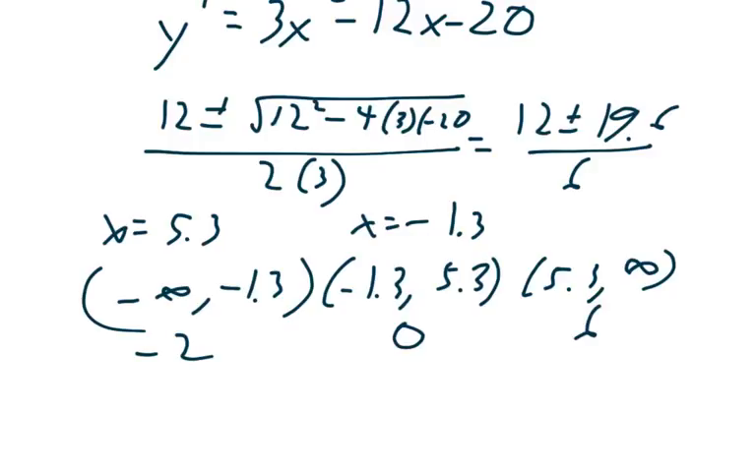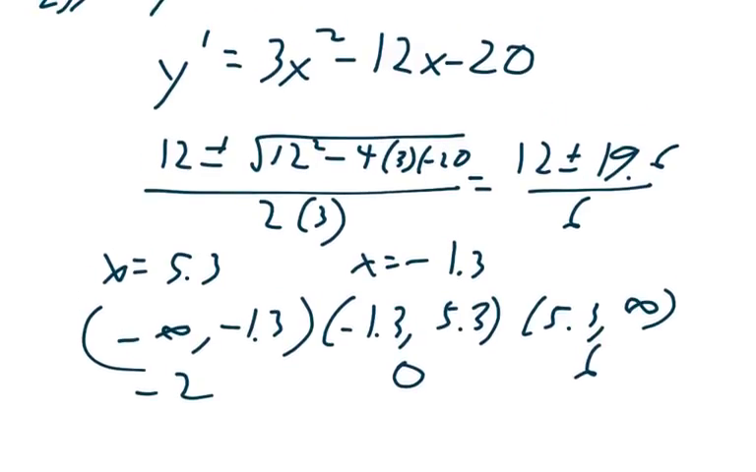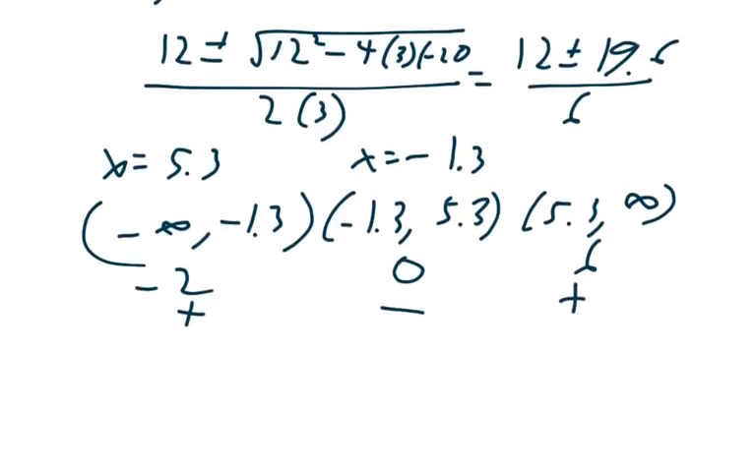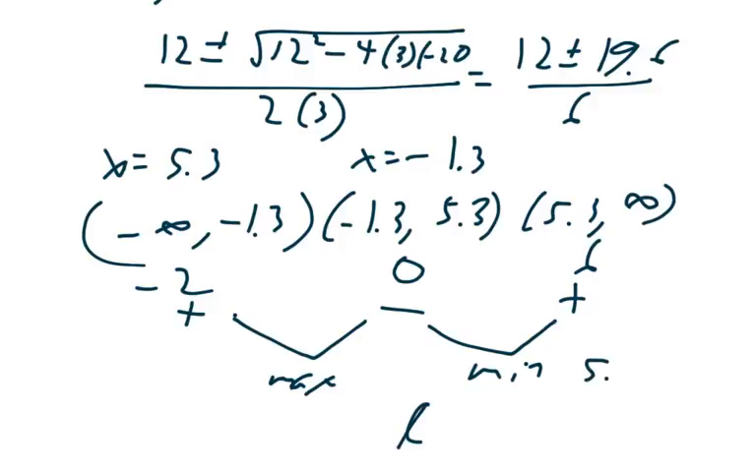When I plug in negative 2, I'm going to get a positive number in the derivative. When I plug in 0, it's a negative. And when I plug in 6, it's a positive. So, right here I have a relative max. Right here I have a relative min. So my answer is simply going to be 5.3 because we're looking for the x value.